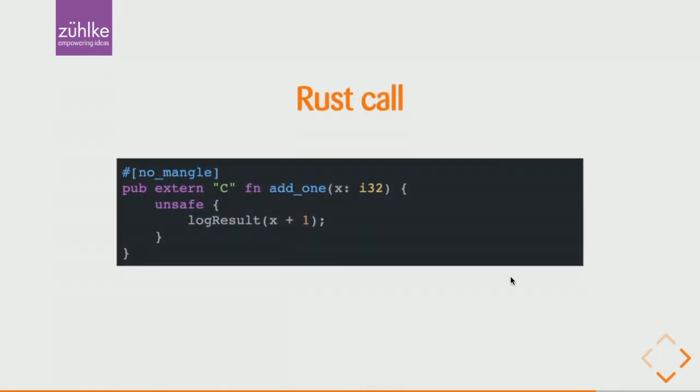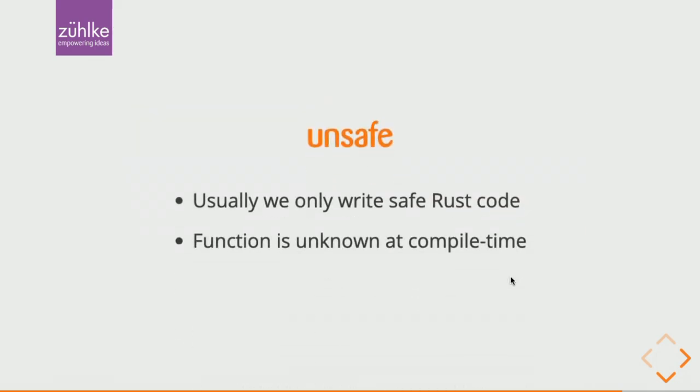What would it look like then in Rust? If you take the same function as before, you see there is no return type anymore. Obviously, we call a function, right? We don't return an integer anymore. And we have that unsafe block before we call the function. Why do we need that unsafe block?